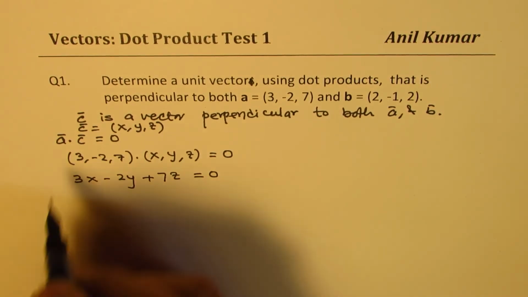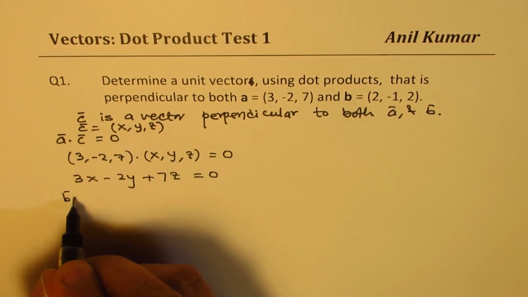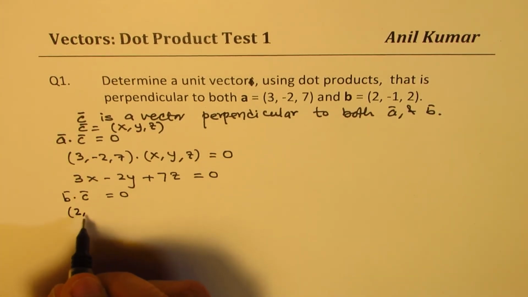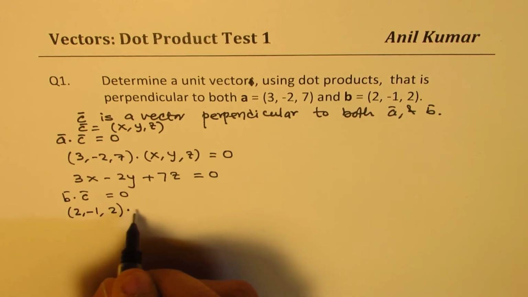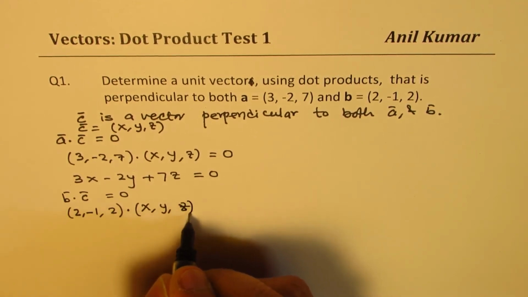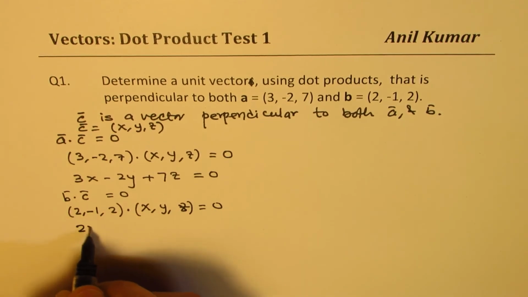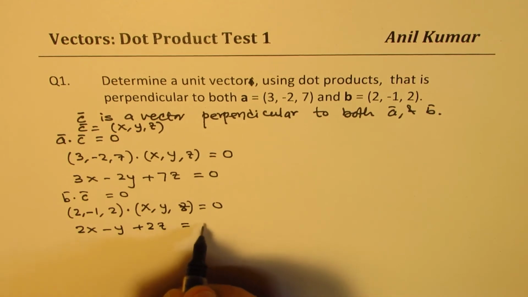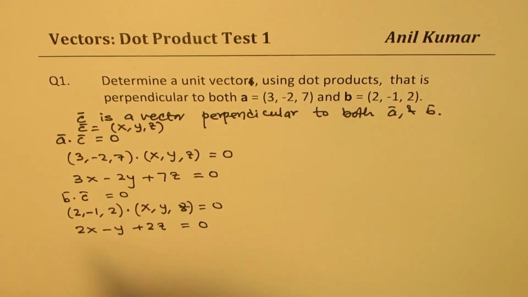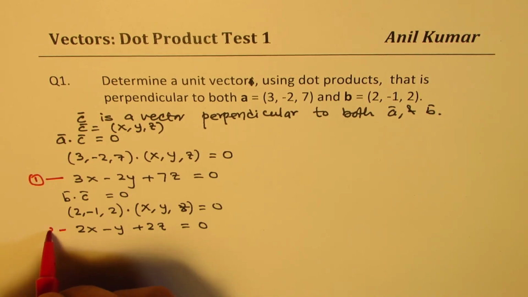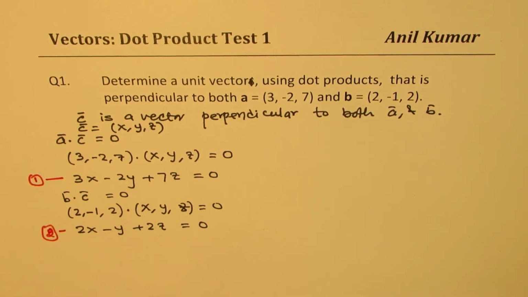Now that also means that b dot c is also equal to 0. So that means (2, -1, 2) dot (x, y, z) equals 0, or 2x minus y plus 2z equals 0. So we actually get two equations from here, and we have three things to figure out. So that means we are looking for a parametric solution.